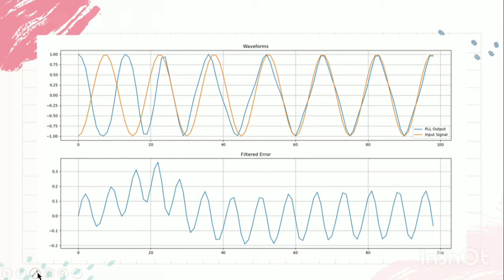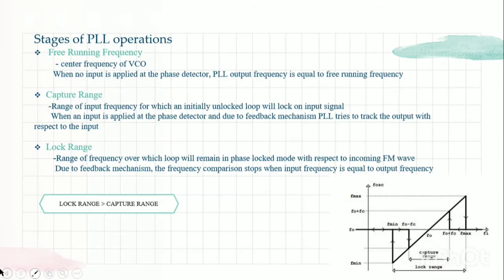Okay, next, the stages of operation of PLL. It operates in three stages, that is free running frequency, capture range and lock range. Free running frequency is nothing but the center frequency of the VCO. It occurs when no input is applied to the phase detector. Our PLL output frequency is equal to the free running frequency.